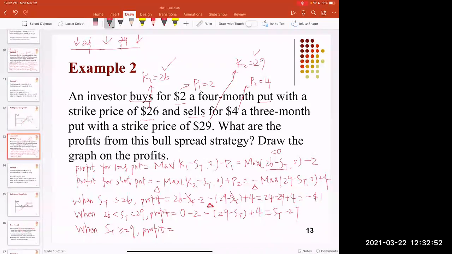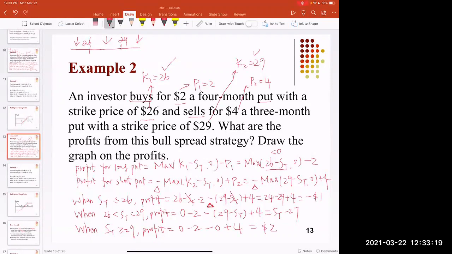Okay, and the last case, stock price greater than 29. For the long put, 26 minus ST would be a negative value, so we take 0, 0 minus 2. And when the stock price is greater than 29, then 29 minus ST is less than 0, right? So we take 0. So that's easy. And the +4. So the answer is $2, right?